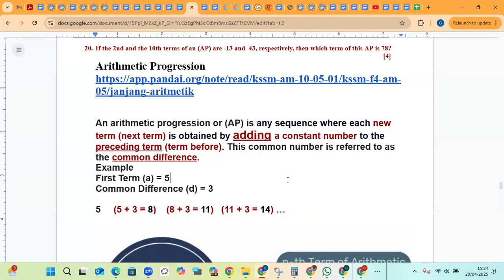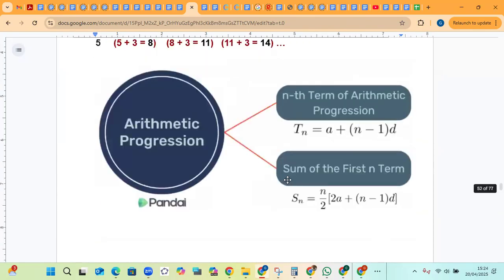So by reading this, we have an idea as to what is an arithmetic progression. Now, here we have two important formulas for arithmetic progression. The nth term of an arithmetic progression is given by t sub n is equal to a plus n minus 1 times d. a stands for the first term, n for the number of terms or the term number, and d is the common difference. And here we've got another formula for the sum of the first n terms: S sub n is equal to n over 2 times 2a plus n minus 1 times d.